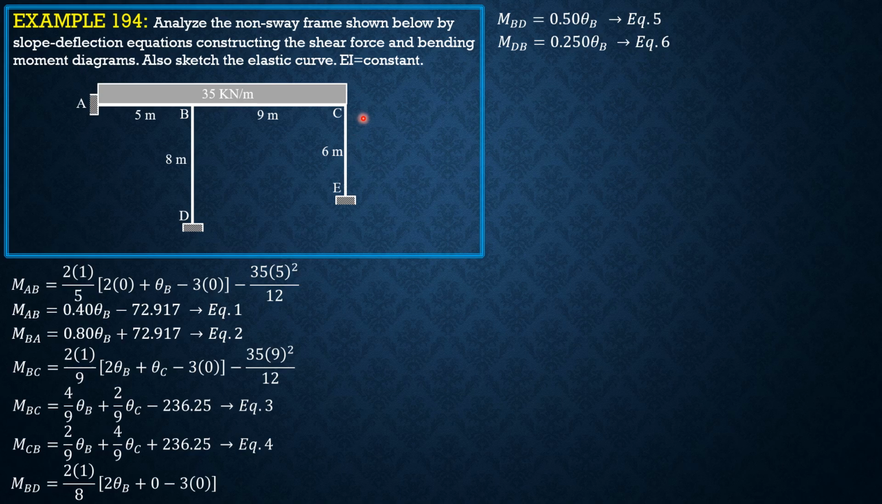Then moment CE is 2 times 1 over 6, quantity 2 theta C plus theta E, with 0, minus 3 times 0. No load, so that's the equation. MCE is equal to 2/3 of theta C. Then moment of EC is, it is theta E that is doubled, so the coefficient of theta C will just be 1. So it is 1/3 of theta C. That's moment EC.